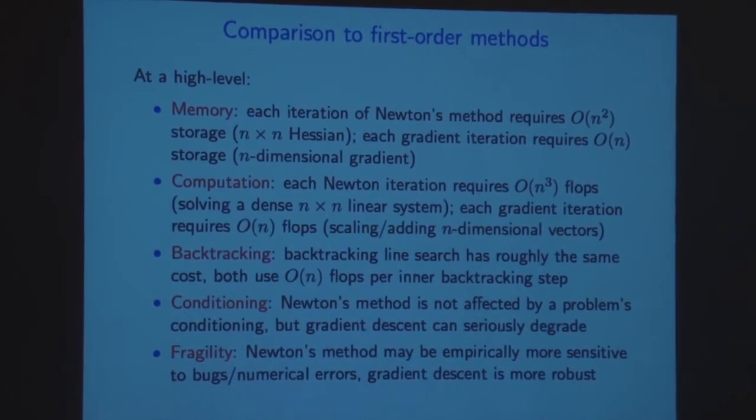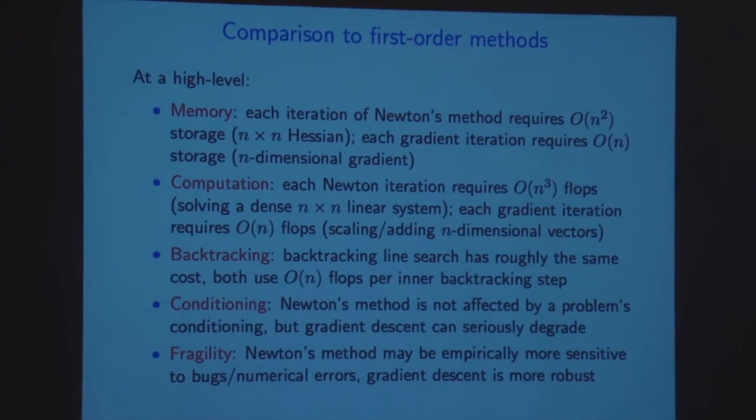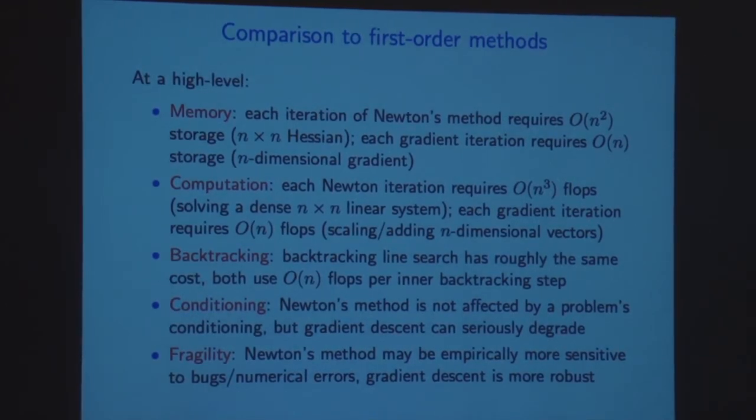Memory considerations. Each iteration of Newton's method requires n-squared storage, right, if we have a dense Hessian. So we have to actually store the Hessian, and that Hessian is recomputed at every iterate. Each gradient iteration only requires linear storage, right, because all I have to do is store the gradient vector. So if storage is an issue and the Hessian's dense, it's a big difference here. And memory is often an issue for very large problems.